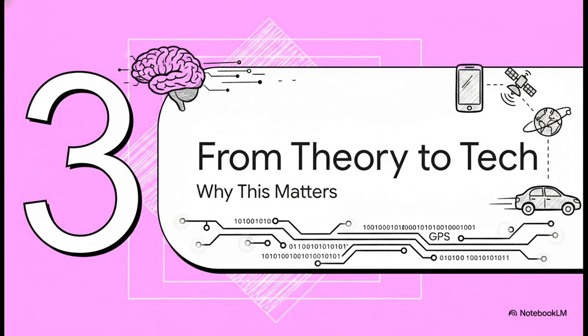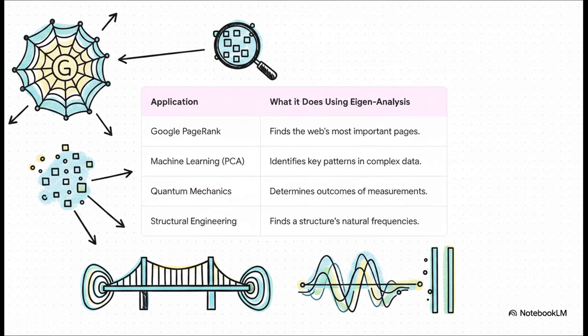Now, I know this might seem like a really abstract math puzzle, but it's not. This one idea is actually the engine running under the hood of some of the most important technologies that shape our world. I mean, just look at this list. Google's PageRank algorithm, the thing that basically organized the internet, works by treating the entire web as a gigantic matrix and finding its most important eigenvector. In machine learning, it's how we find the hidden patterns in massive data sets. It's even used in quantum mechanics to describe the fundamental nature of reality.